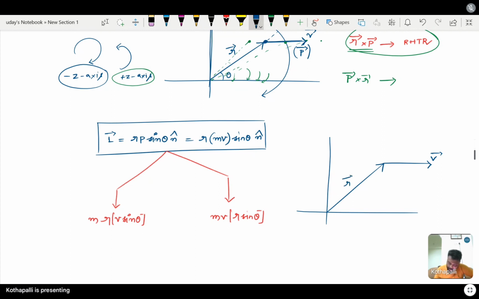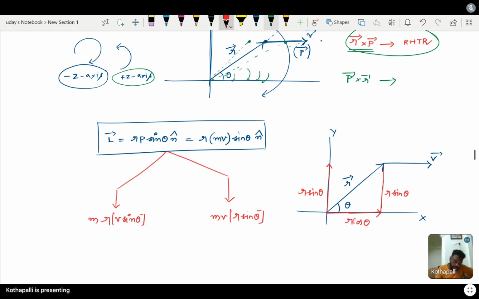This is the R vector. This angle, let's say theta. This is the x-axis and this is the y-axis. Now, see the components of R. What will be our components? This component will be R cos theta, isn't it? And this component will be R sin theta, right?